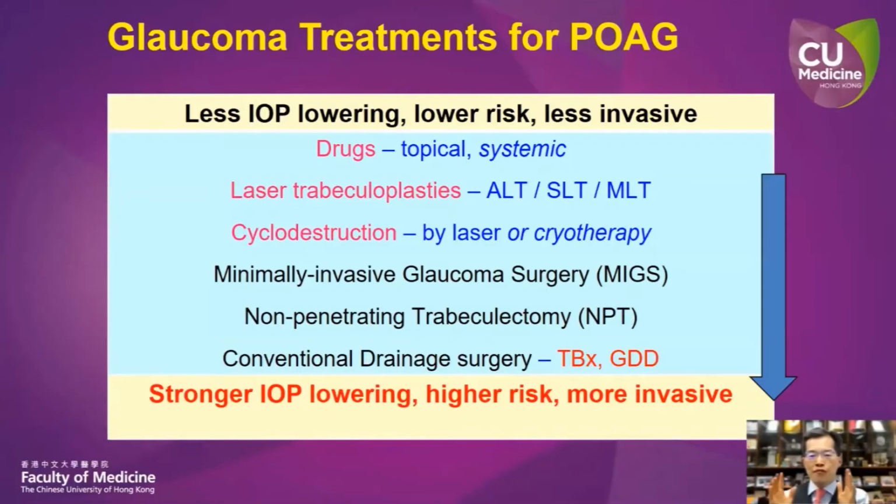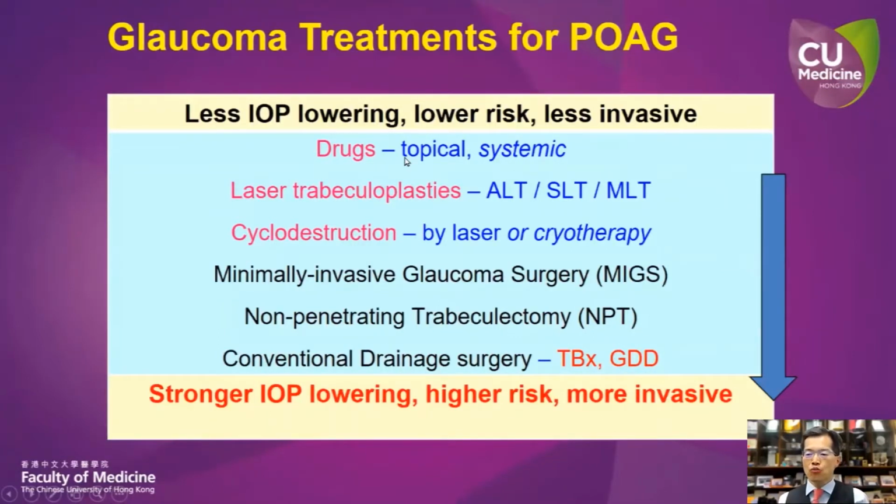Now, to give you an overview of glaucoma treatment, I normally would like to place all these different kinds of glaucoma treatment along what I would call a treatment spectrum. So from top to bottom, you're starting from those treatments that have less IOP lowering power, they have lower risk, and they're less surgically invasive. Whereas as you move down, they become increasingly stronger in IOP lowering, they have higher surgical risk, higher risk of complications, and they become more invasive.